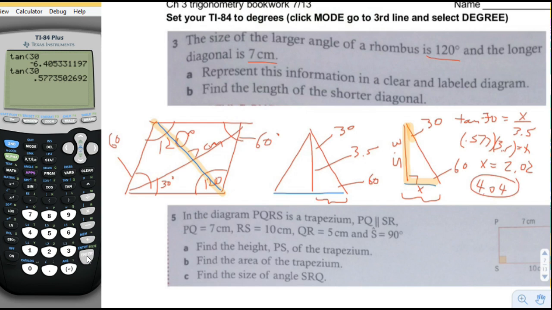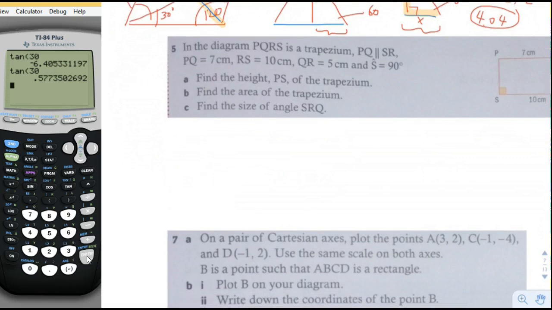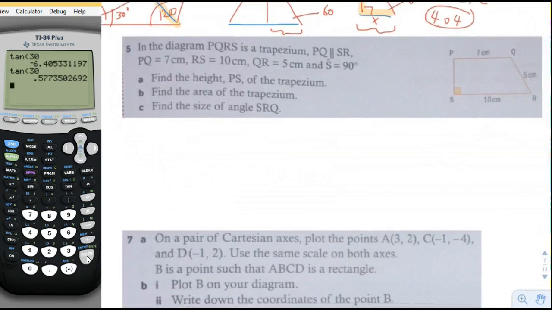Okay? Alright. Number 5. In the diagram, PQRS is a trapezium. PQ is parallel to SR. Okay, those are parallel. PQ is 7, RS is 10, QR is 5, and S equals 90 degrees. Angle S is 90 degrees. Find the height PS of the trapezium. So we want to know this height here.